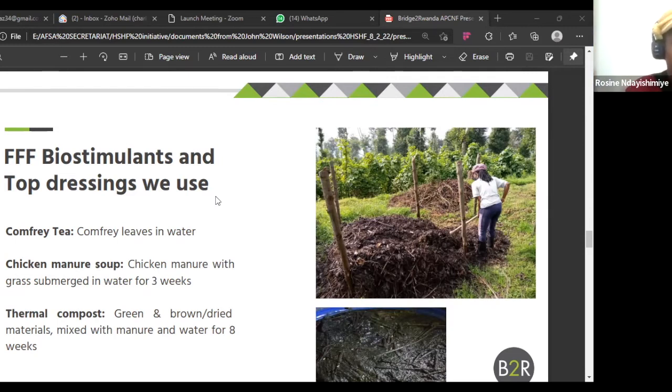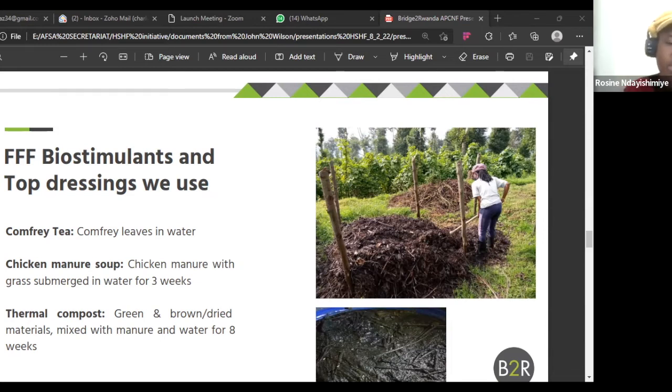The other thing that we do is the chicken manure soup. It's not in the picture, but you can see the comfrey tea here underneath. It's a bunch of leaves submerged in water. For the chicken manure soup, we take chicken manure with grasses and submerge it in water for three weeks, and then use that water and mix it with the water that we use to water plants and vegetables.